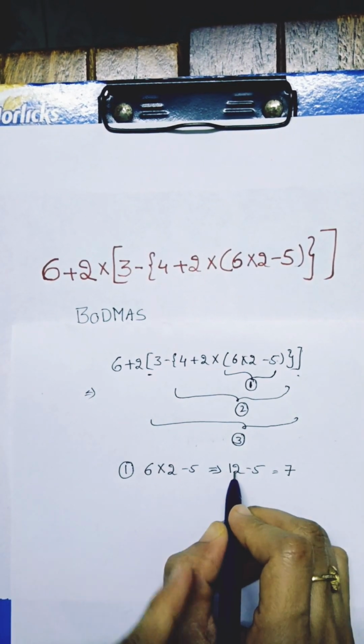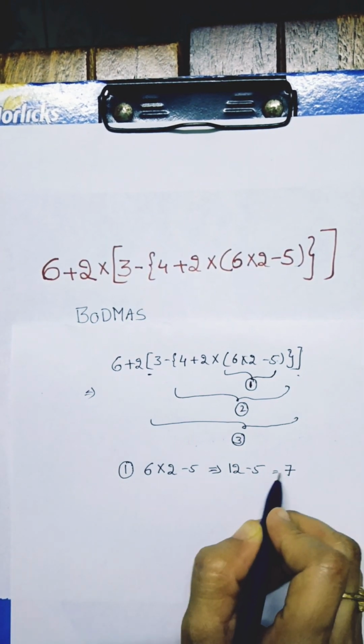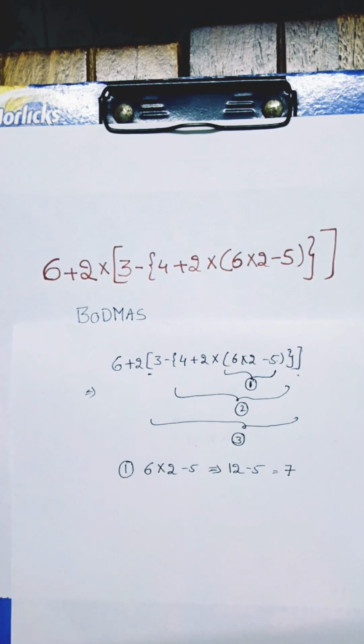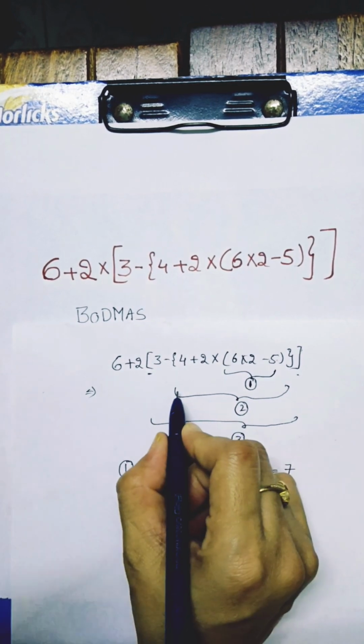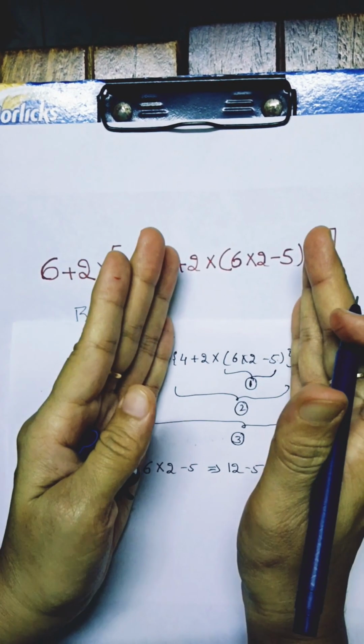Suppose there is minus 12 and plus 5, the answer will be 7, but it holds the minus sign, as the biggest number takes the minus sign. Okay, so next we move to the second bracket, means from here to here.